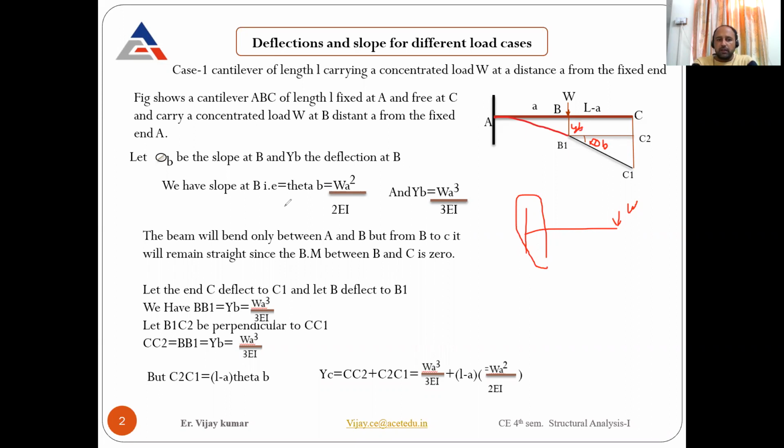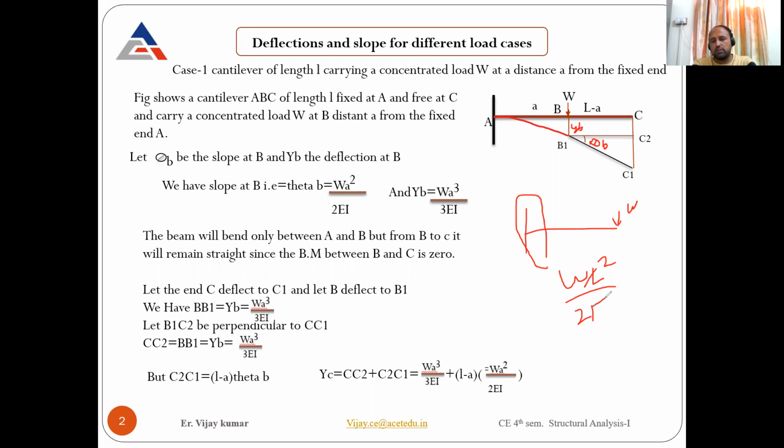The deflection at B, and the slope at B, theta B, is equal to W a squared by 2EI. If you remember, in the last class we saw W L squared by 2EI.